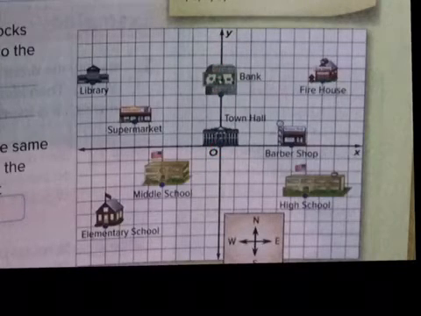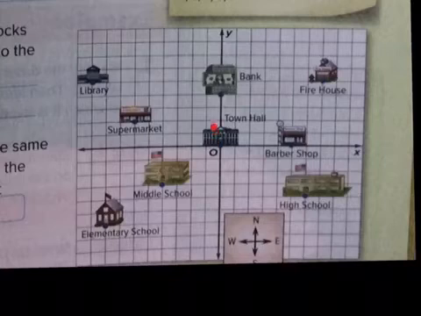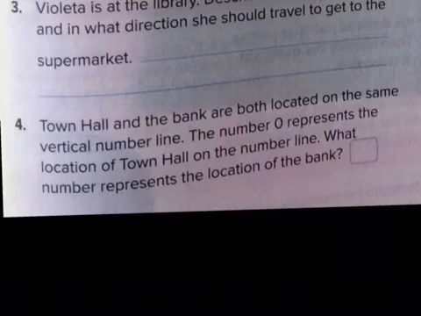Okay? 0, 0. 0 on the x and 0 on the y. But if we start to go up on the y, 1, 2, 3, 4, we see that the bank is 4 blocks north. So what number represents the location of the bank? Simply 4.